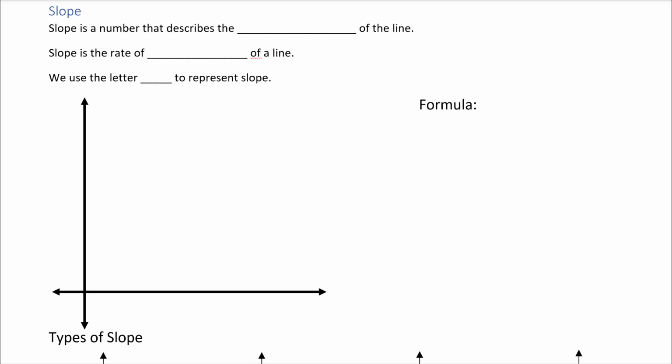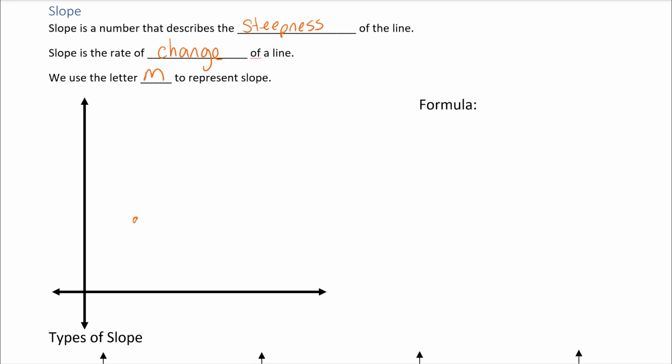The next topic in linear equations that we're going to talk about is slope. A slope is a number that describes the steepness of a line. Slope is also called the rate of change of a line or of an equation. We also use the letter m to represent slope.